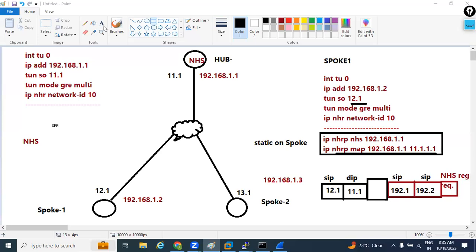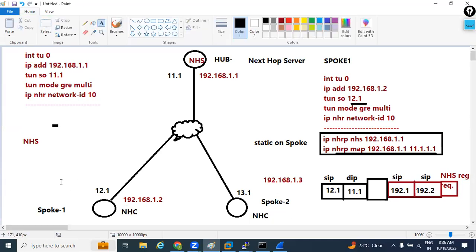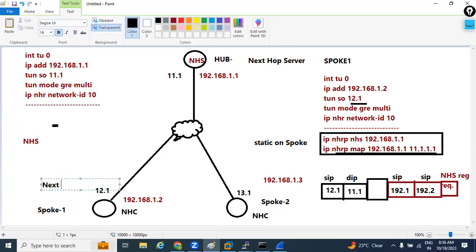NHS is the next hop server, and this would be, guys, NHC. All the spokes are NHC, and that is next hop client.